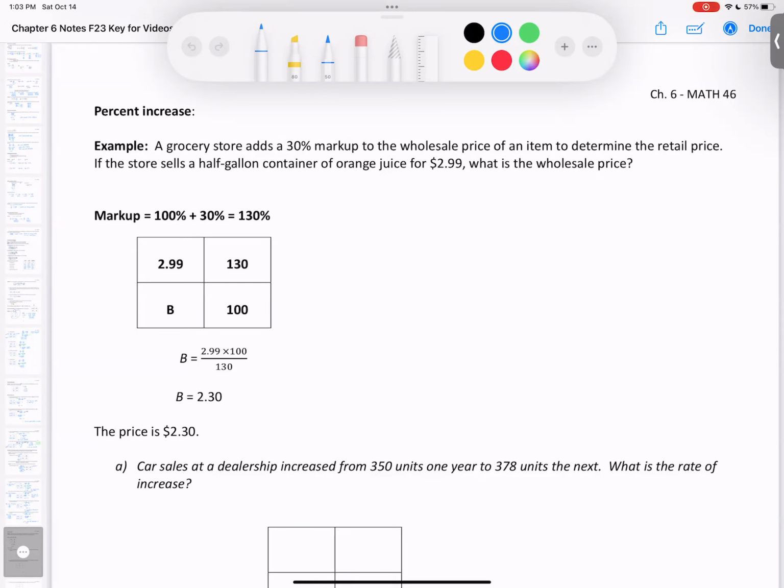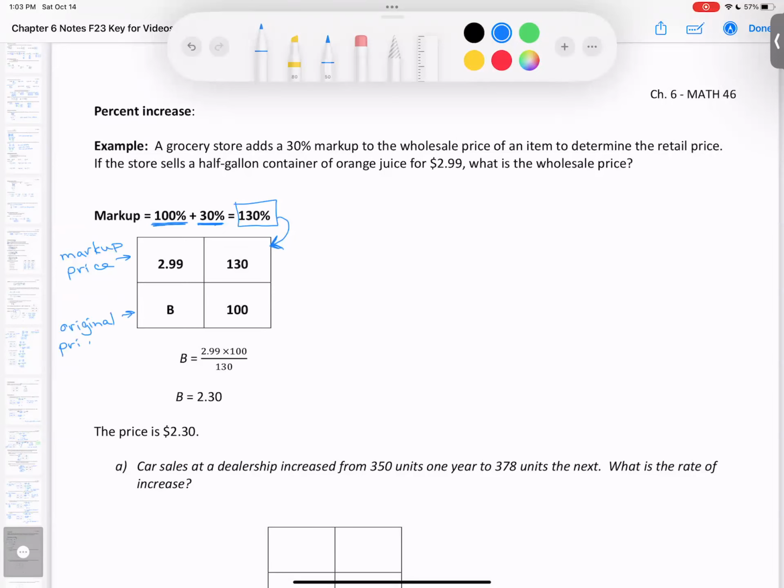So here the markup is 30%, which means the amount you're paying is 100% of their original wholesale price, plus an extra 30%, which was the markup, for a total of 130%. So here you would put the 130% as your rate, 130. Your amount here is the marked up price, so that's going to be bigger this time than our base. Our base, let's call that the original price.